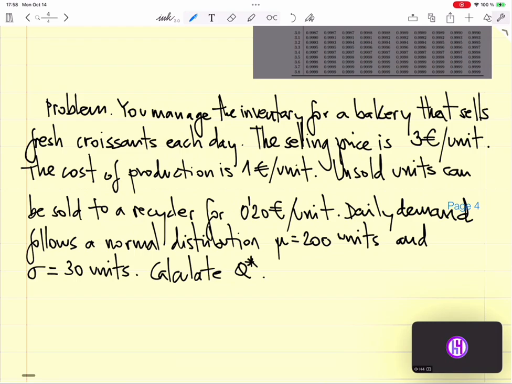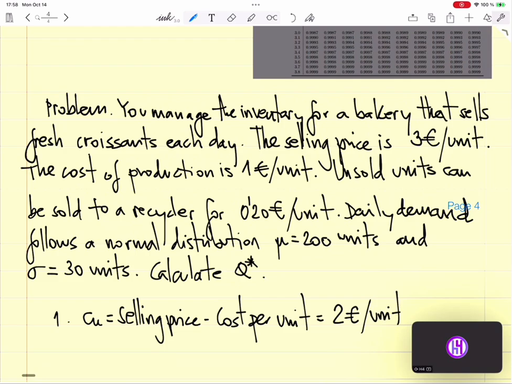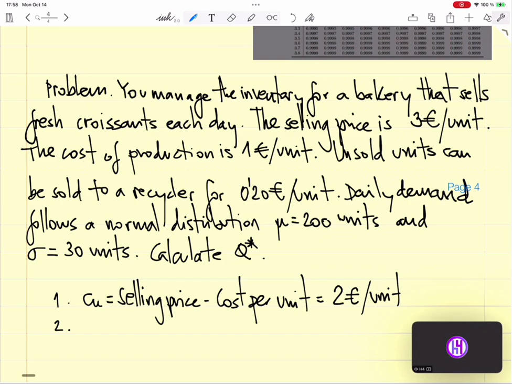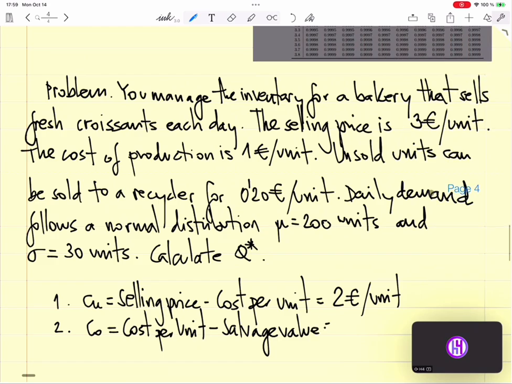Okay? So the first step is to calculate CU, the cost per unit, selling price minus cost per unit. This is a no-brainer, it's €2 per unit. 3 minus 1. Second is calculate CO, cost per unit minus salvage value. Meaning €0.8 per unit. 1 minus 0.20.